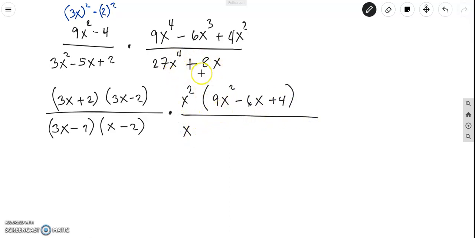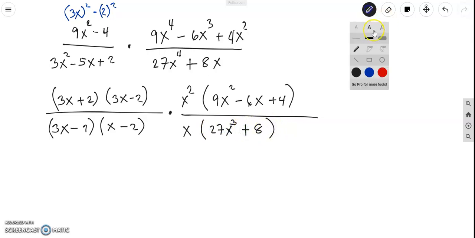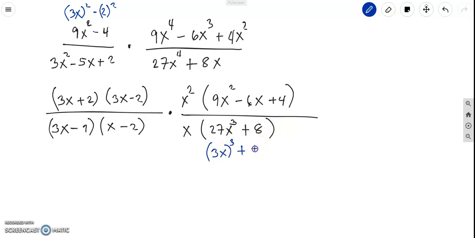So you factor out x first, the remaining is equal to 27x cubed plus 8. So this one is still the same as 3x cubed plus 2 cubed, which gives us 3x plus 2 times this expression, 9x squared minus 6x plus 4.